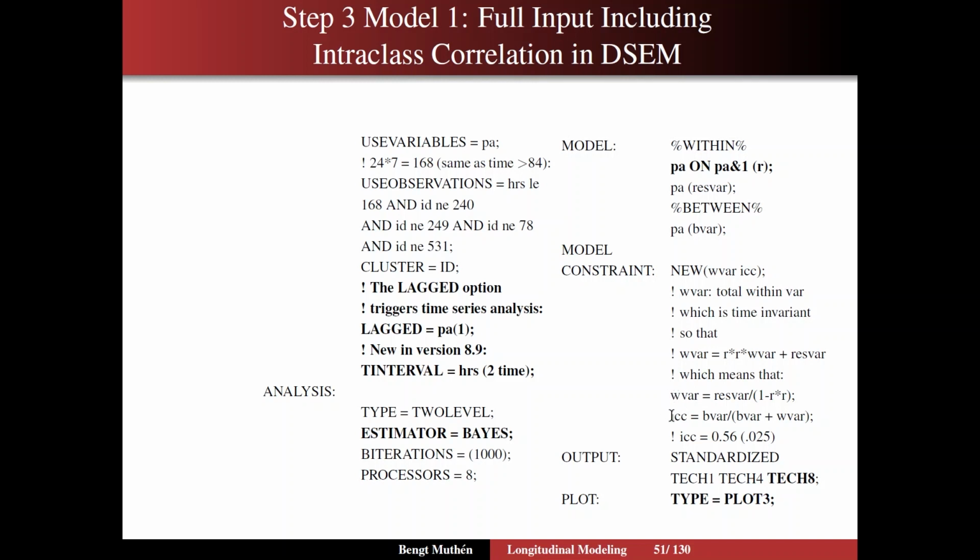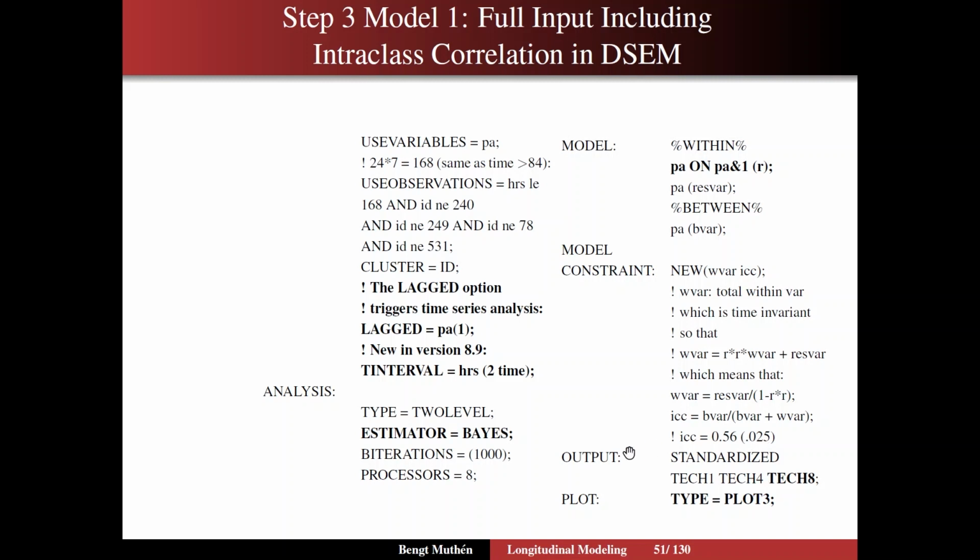And then the ICC is the between variation, which we got up there, divided by between plus within, which is the total variance here. And out comes an ICC of 0.56. So we just summarized that fact here.